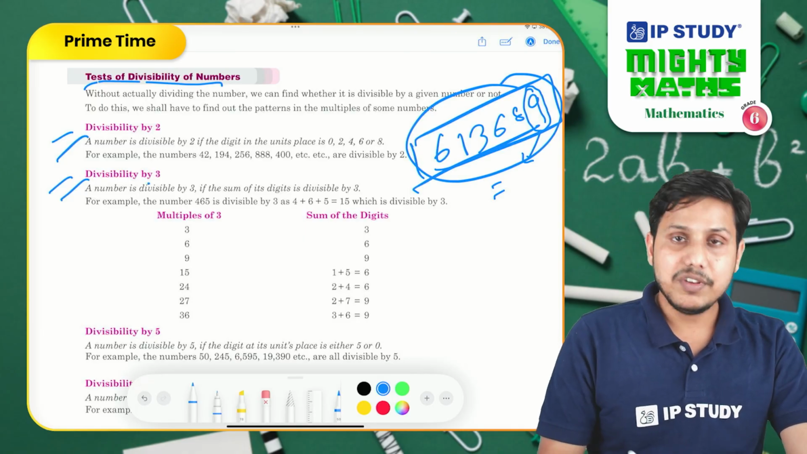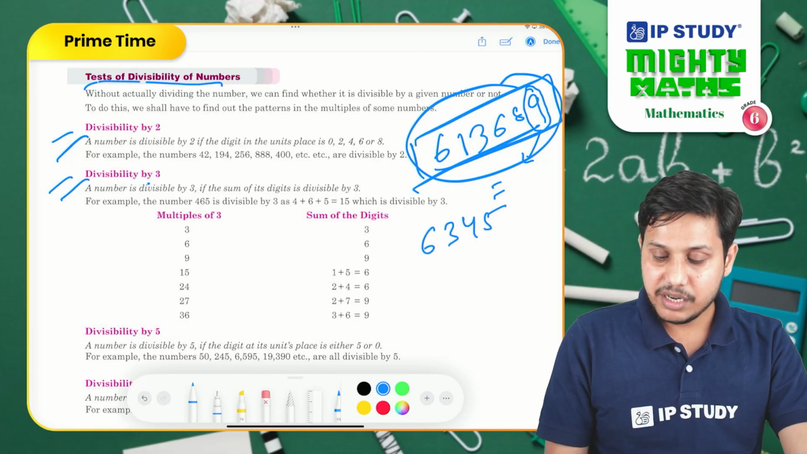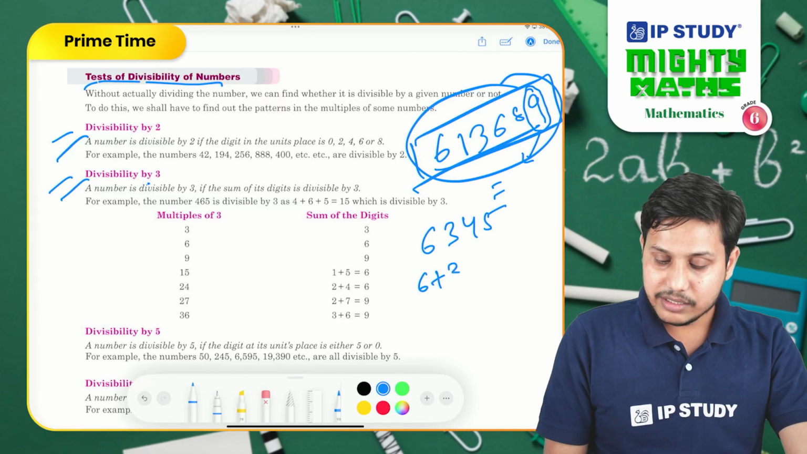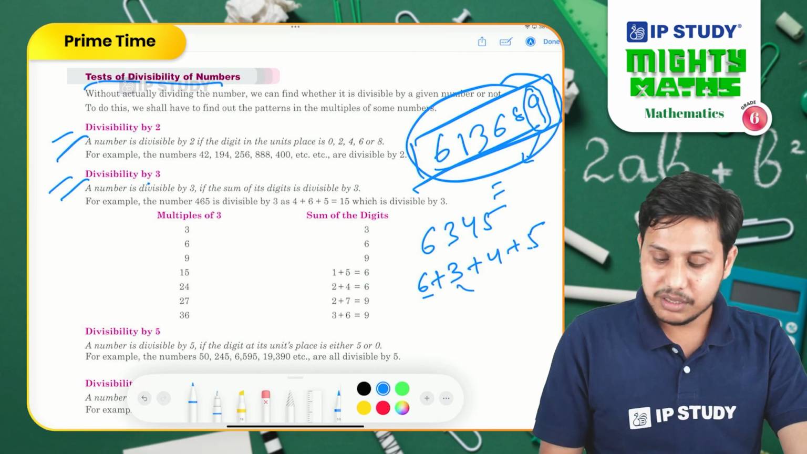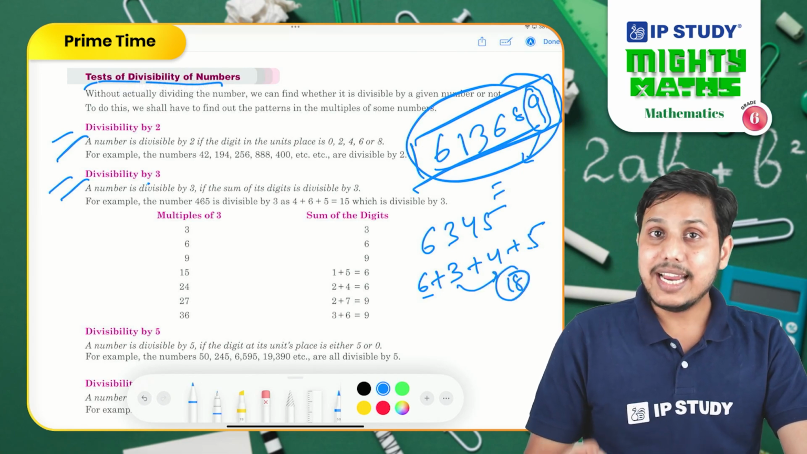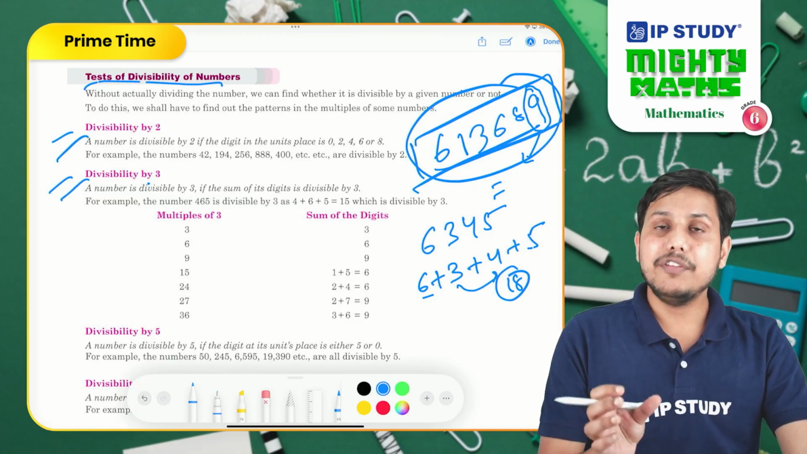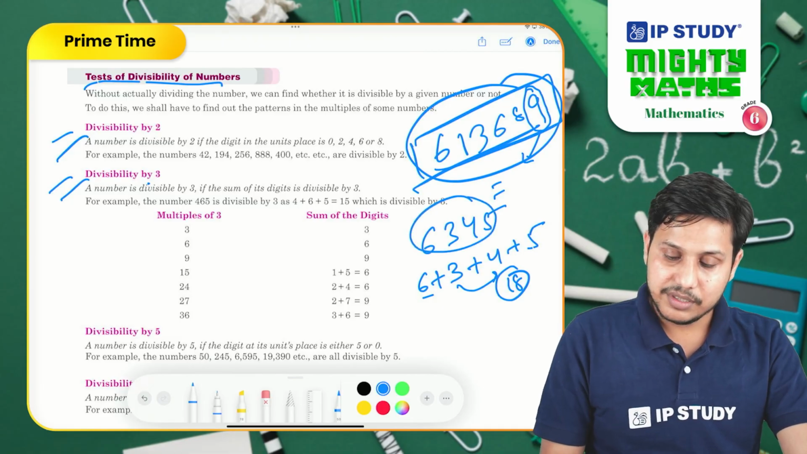In that case, we have to add the digits. For example, let's suppose we have the number 6345. Here we will add 6, 3, 4 and 5, and we'll get 18. 6 plus 3 is 9, 9 plus 4 is 13, 13 plus 5 is 18. Now 18 is divisible by 3. So if we add the digits and we get a number which is divisible by 3, then the whole number will be divisible by 3.